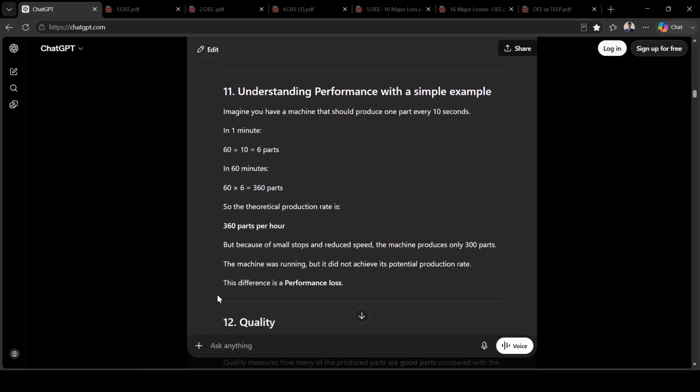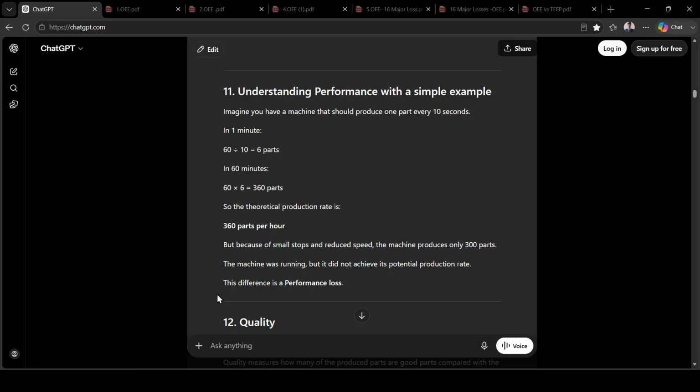Understanding performance with a simple example. Imagine you have a machine that should produce one part every 10 seconds. So in 1 minute, 60 divided by 10 means 6 parts.